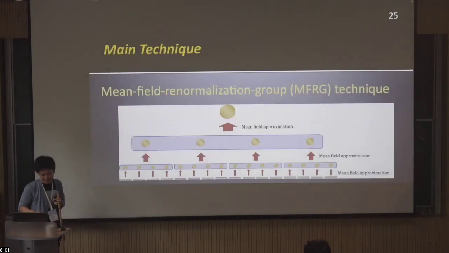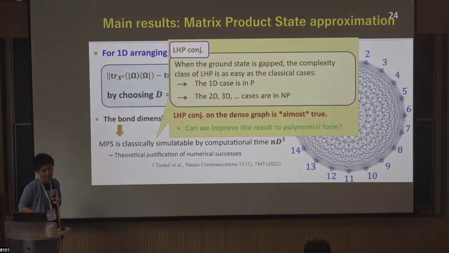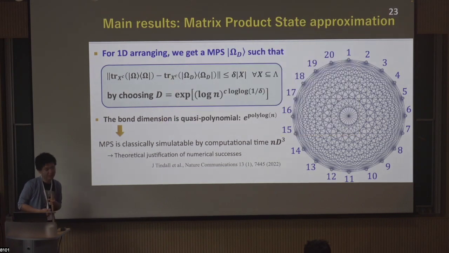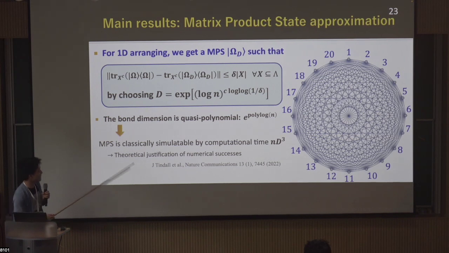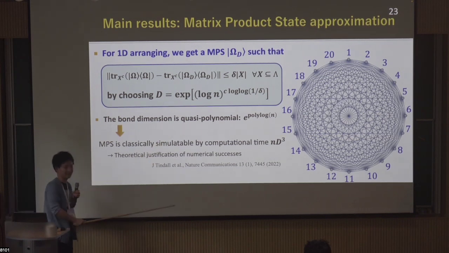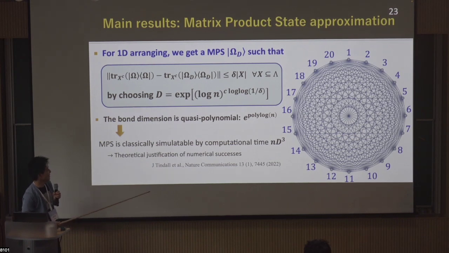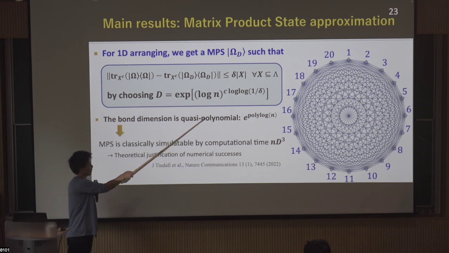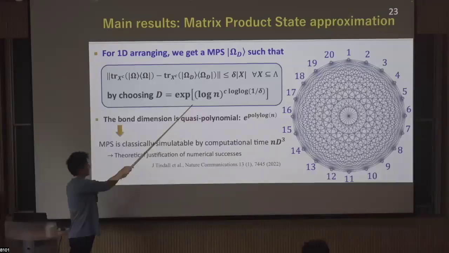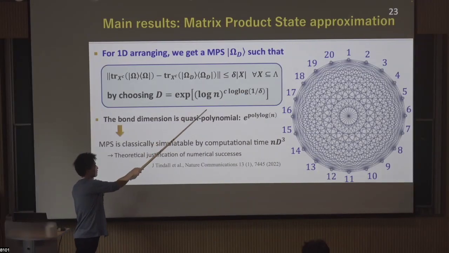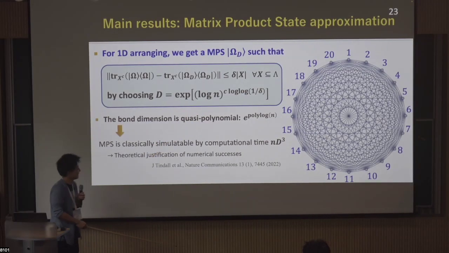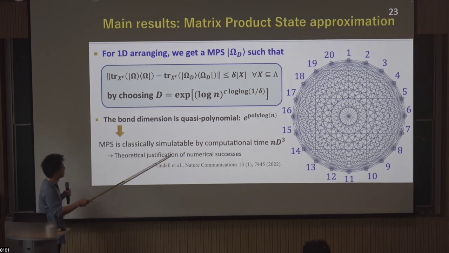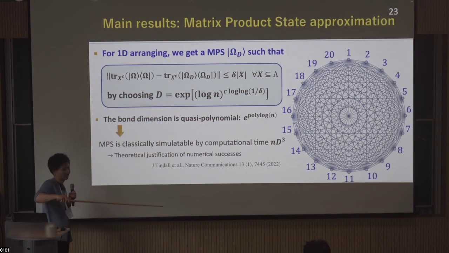Can I also ask you about your notation of 1 over delta? What is it? Delta is the approximation error. So if we want a very small approximation error, for example 1 over poly n, then in that case it is exponential of log n to the power log n. So this is not quasi-polynomial, but it is still very close to the quasi-polynomial form.